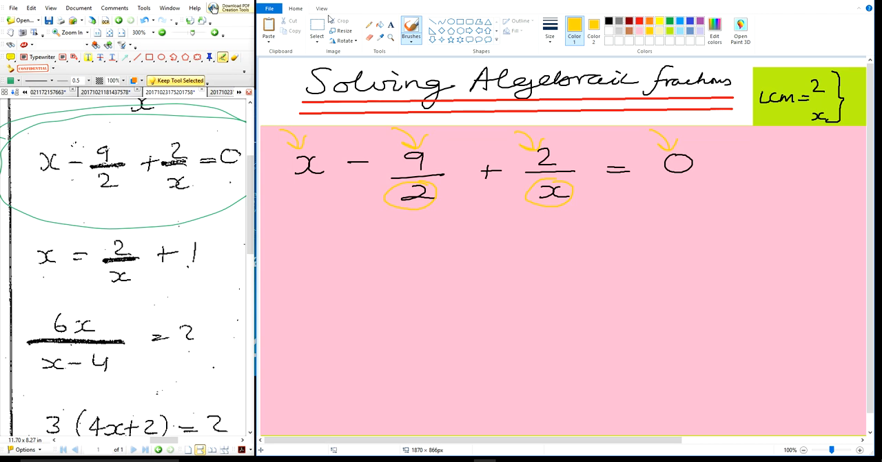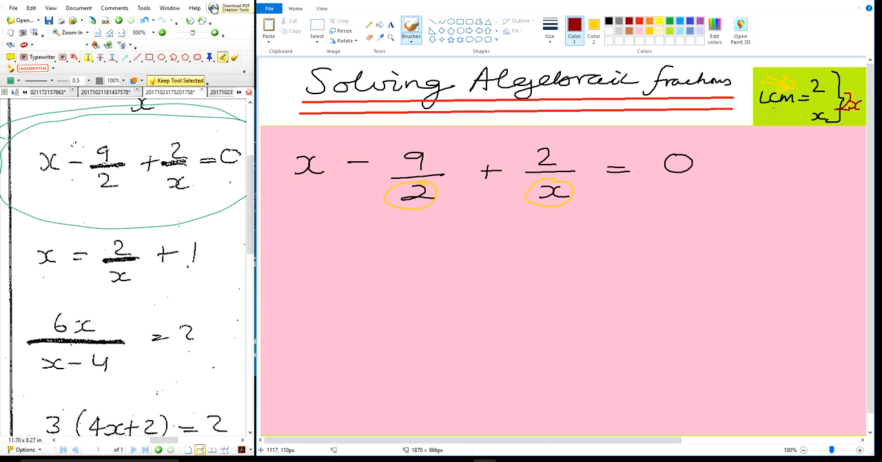So let's get rid of those arrows for the moment. Good. Now we look at the 2, we look at the x, and we try to find the lowest common multiple of 2 and x, which is 2x. I think we should use a different color, that's not really showing very good.